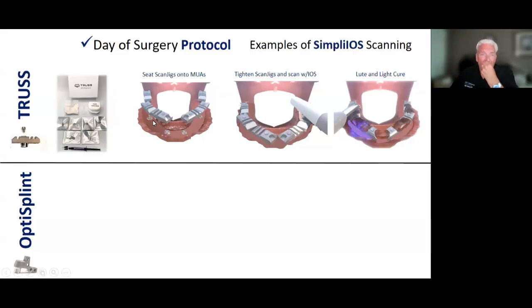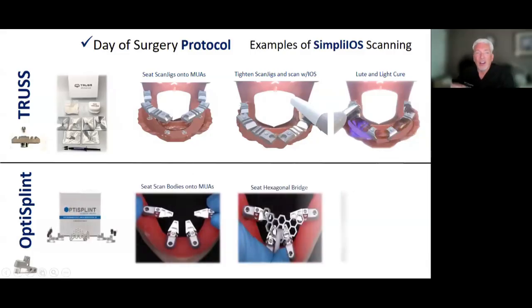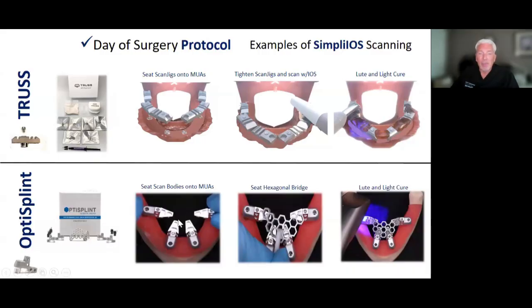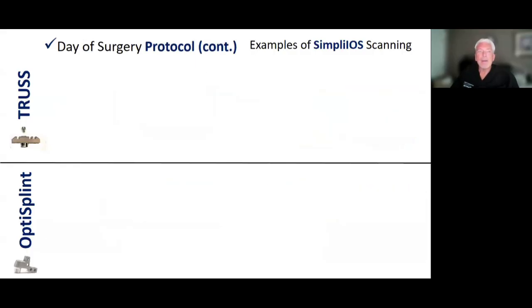So with Truss, again, here's their scan body, their scan jig, and then a scanning of it, and then they glue them together with some material. This is part one of that. And then here's your OptiSplint. You're going to line their scan bodies up here. They have a couple different sizes of this little honeycomb framework. And that will then be luted to these frames to give you a verification jig. So that's what you're seeing here.